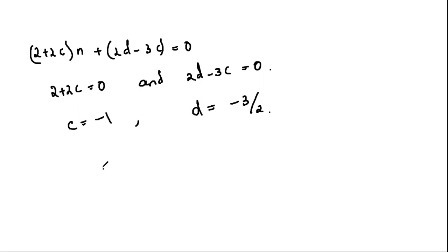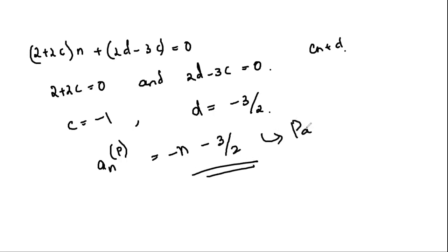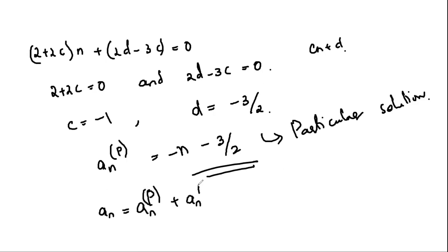Then what will our an of p become? An of p will be, our actual equation was Cn plus d. So instead of Cn plus d, we have to substitute the c and d values. So it will be minus n minus 3 by 2. This is the particular solution for our f of n. Now, by using the theorem, we know that we had to add both the solutions. An was an of p plus an of h. An of h, if you remember, was alpha into 3 power n.